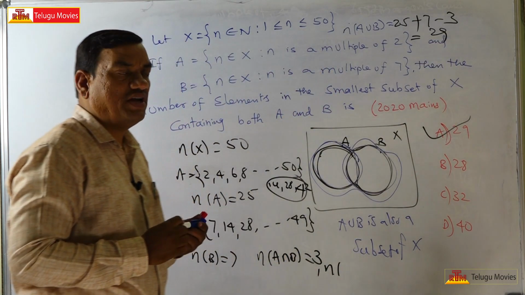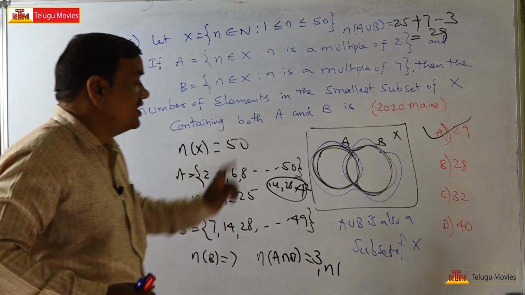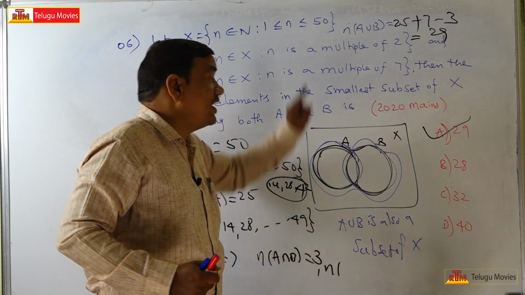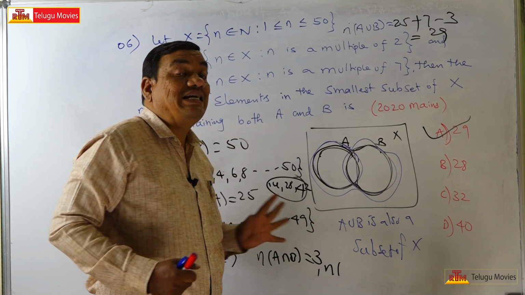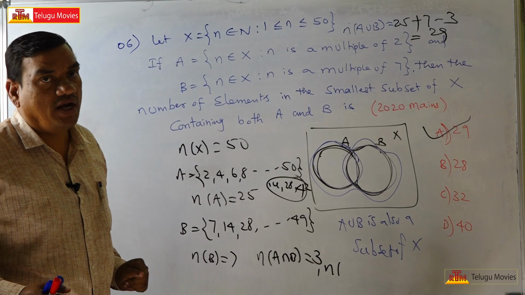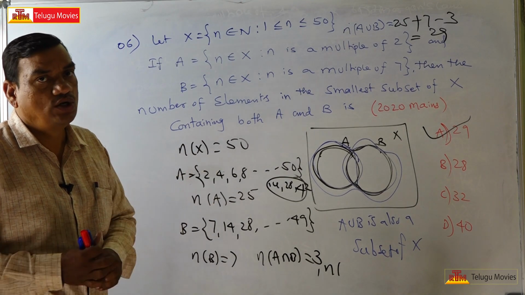Okay? So very well. The thing you have to observe is that here A union B is also a subset of X which contains both A and B. I hope that you understand this solution.